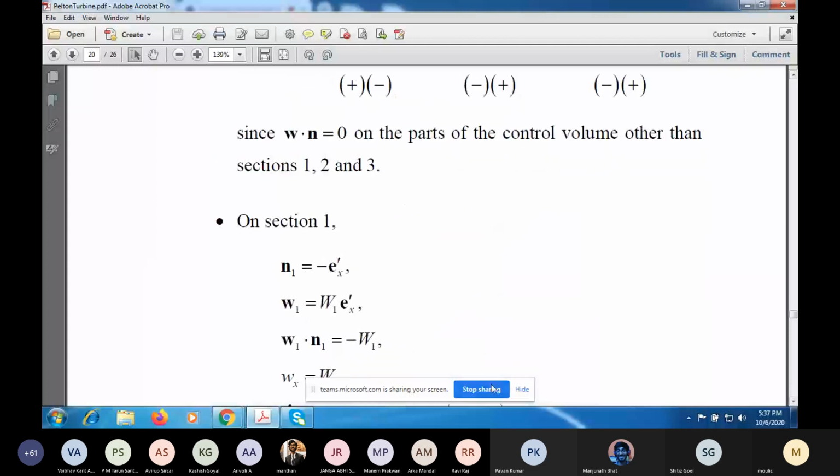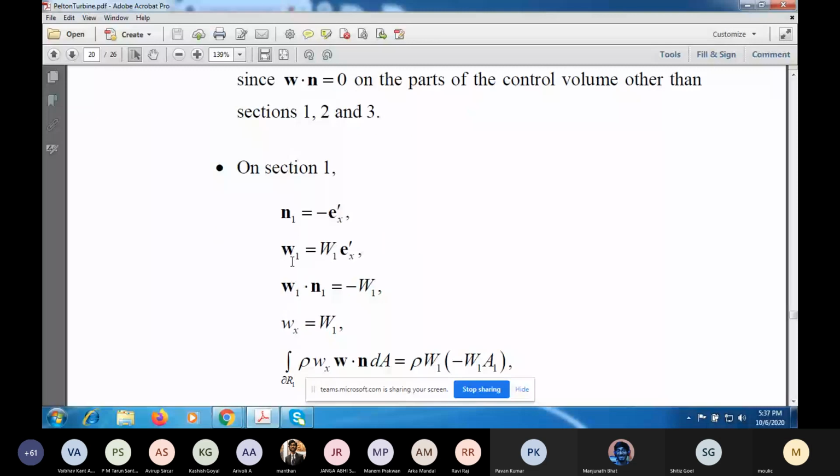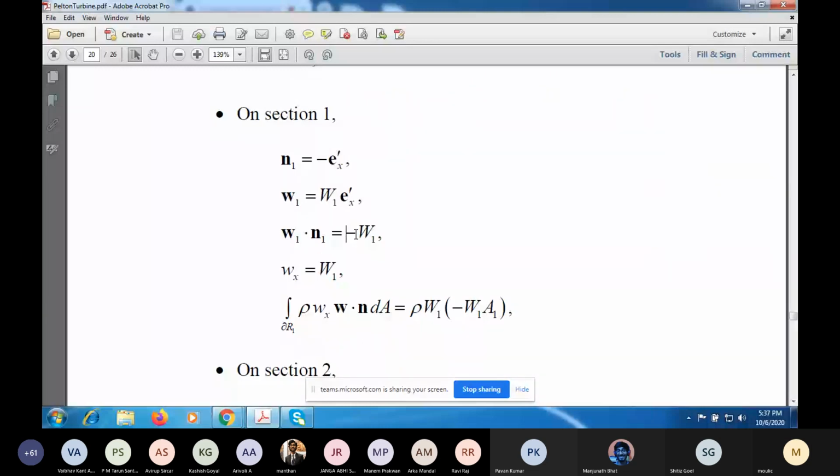Your n1 is minus cx prime, and w1, the vector relative velocity, has magnitude which I am calling scalar W with capital letter, subscript 1, and the direction is in the positive x direction. So w dot n is minus w1 ex dot ex, which is 1, so it is minus w1. When w dot n is negative, it means that fluid is entering the control volume because n is the outward normal. So this is what is called influx. So influx is a negative outflux.